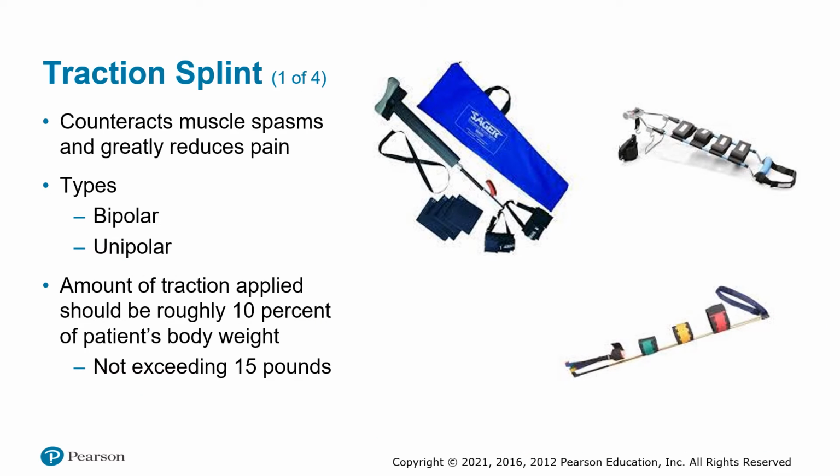A traction splint counteracts the muscle spasms and greatly reduces pain. Again, you can have bipolar, unipolar devices. The amount of traction applied should be roughly 10% of the patient's body weight, not exceeding 15 pounds.